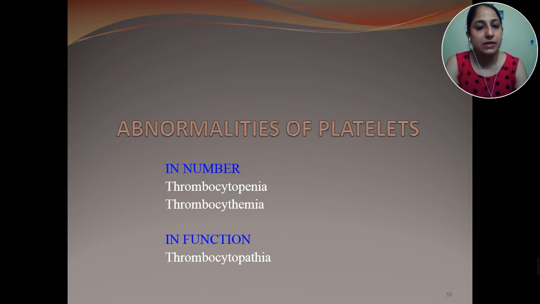The next topic is abnormalities of platelets. The abnormality of platelets could be in number or in function. In number, it is either an increase or a decrease in the number of platelets, and in function, it is abnormal functioning of the platelets. A decrease in number is known as thrombocytopenia, an increase in number is known as thrombocythemia, and difficulty in proper functioning of the platelets is known as thrombocytopathy.